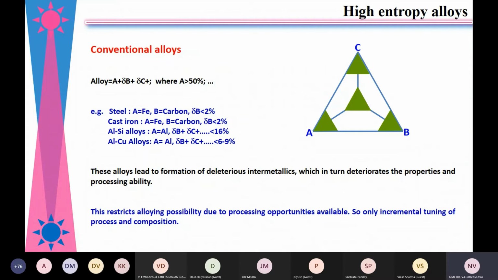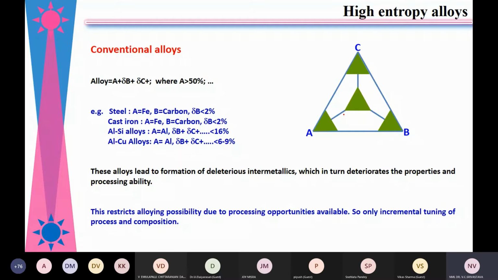For example, when we talk about steel, the major component in that is iron. So here you can see, if this is the iron end, the other alloying elements B, C, or D may be very small in amount, but the major one will be A. So generally, this is how conventional alloys were made. But as you increase the amount of the other elements B, C, or D, there is a possibility of formation of intermetallics, which destroy the properties of these alloys. So that restricts the possibility of using more and more alloying elements, even though we understand that more alloying elements can give rise to better properties. So that was a limitation.